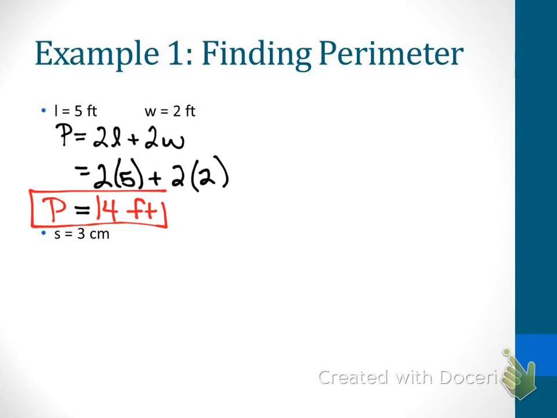P equals 14 feet. All right, now for the square, again, I just need to start with my formula. So what's my formula for perimeter of a square? P equals 4S. P equals 4S, which equals 4 times 3, and P equals 12 centimeters.